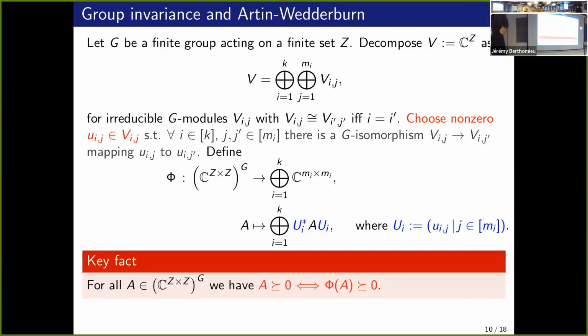Then for any matrix A which is G invariant, A is positive semidefinite if and only if the image is positive semidefinite. We can use that in our reductions, because the sum of the mi squared is generally much smaller than the cardinality of Z.